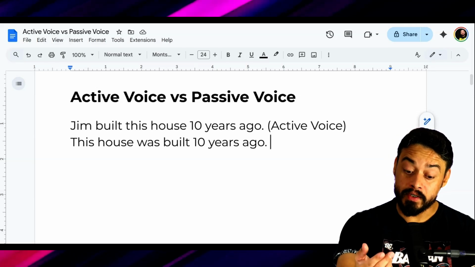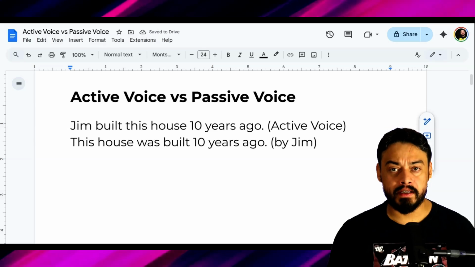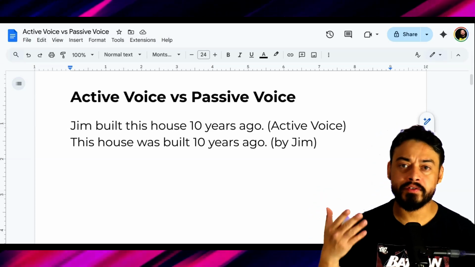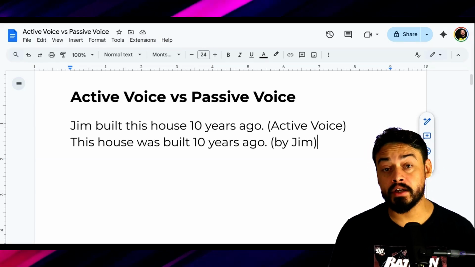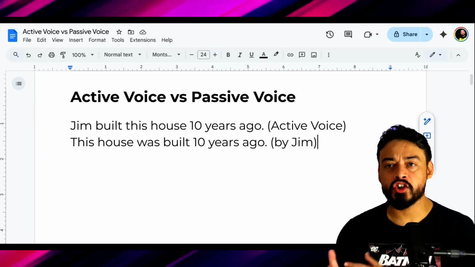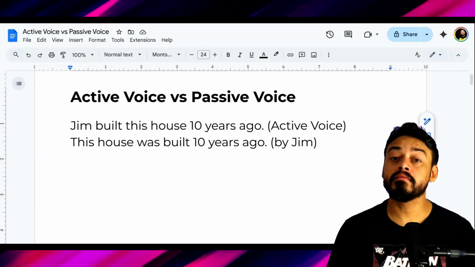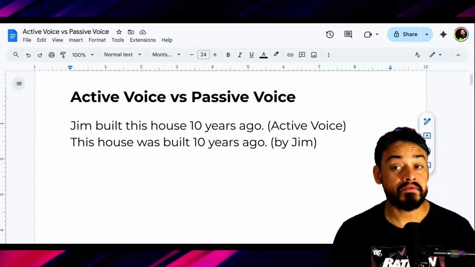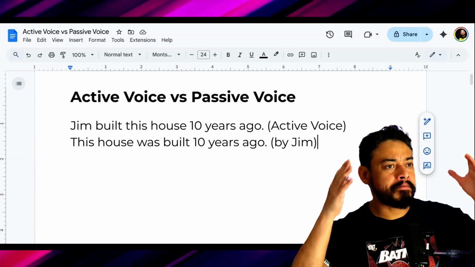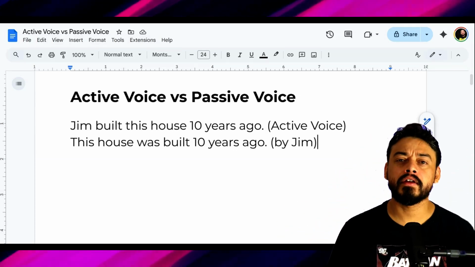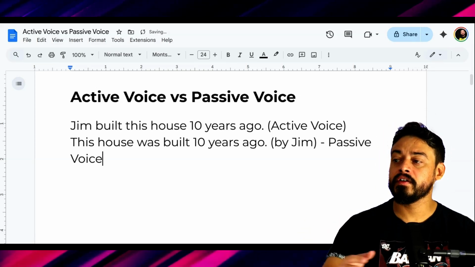Notice that if I want, I can also go by Jim. So if you want to specify the person here who built the house, you can. In the passive sentence, you can say, this house was built 10 years ago by Jim. But notice that since Jim is no longer my primary element here, it becomes optional. I can mention him or not. If I prefer, I can just go, this house was built 10 years ago. You see, it doesn't really matter who built it. My main focus is the house. I want to talk about the house, and that's it. So this is a passive voice sentence.